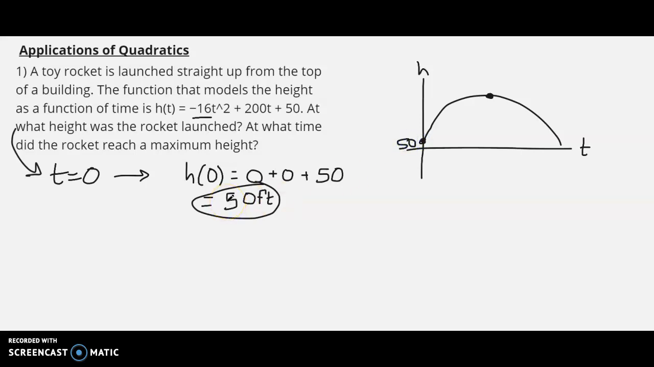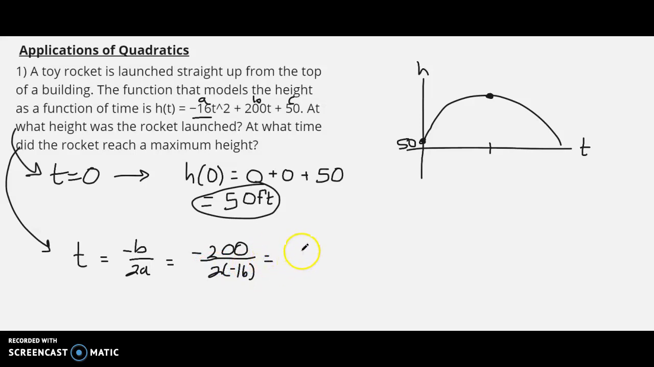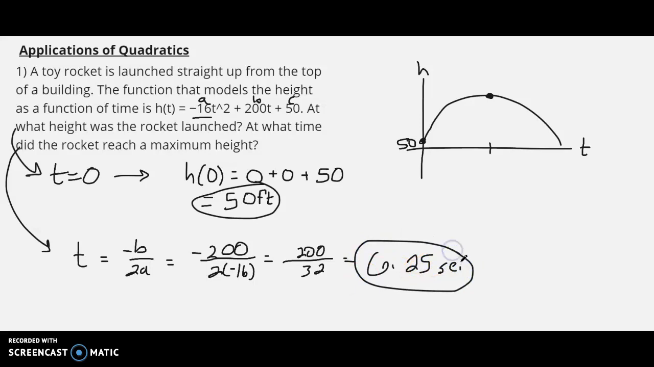And then at what time did it reach its maximum height? This happens at the vertex, and it's the x-coordinate of the vertex, or in this case the t-coordinate, that will tell us that. Remember the formula for the x-coordinate of the vertex, negative b over 2a. Our b number is 200, our a number is negative 16, and our c number is 50. Negative b would be negative 200, and 2 times a is 2 times negative 16. A negative over a negative is a positive, so it's basically 200 divided by 32, and that's going to equal 6.25. So the rocket reaches a maximum height at 6.25 seconds.